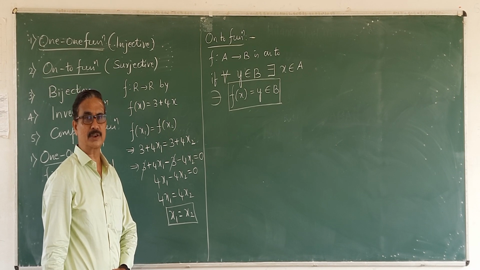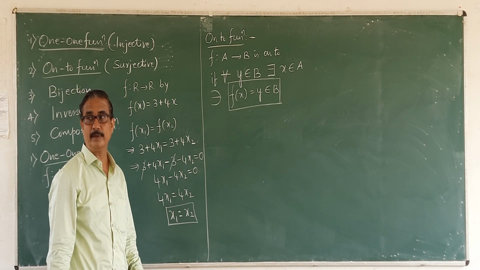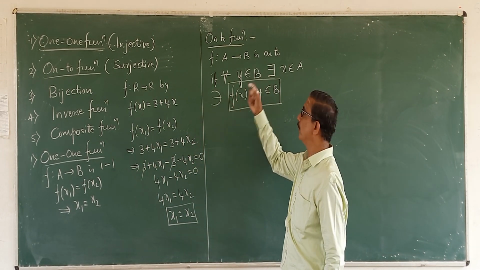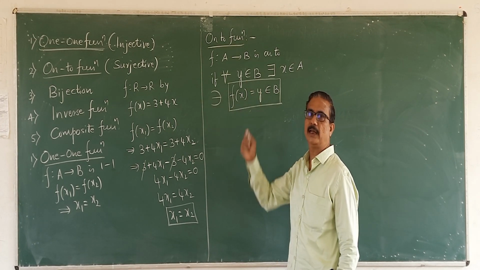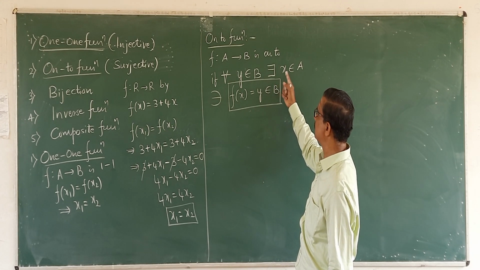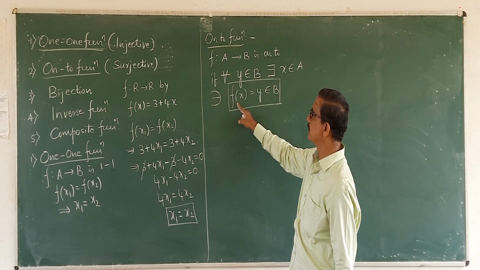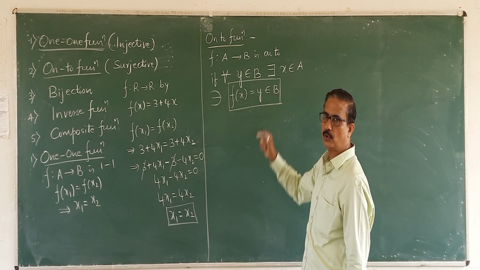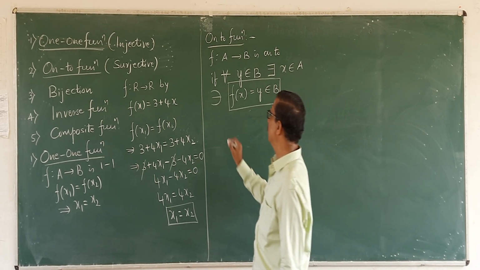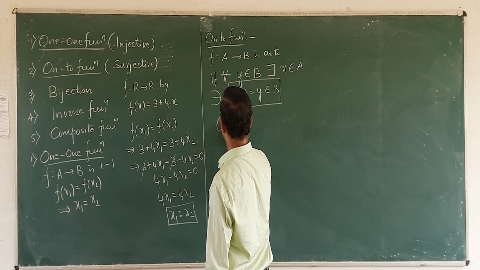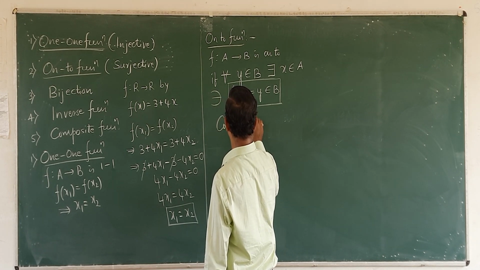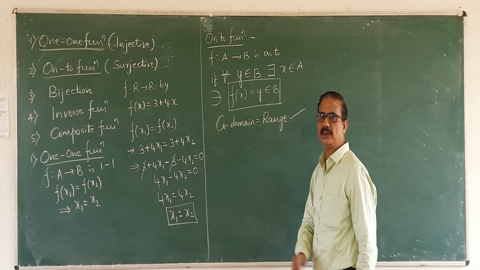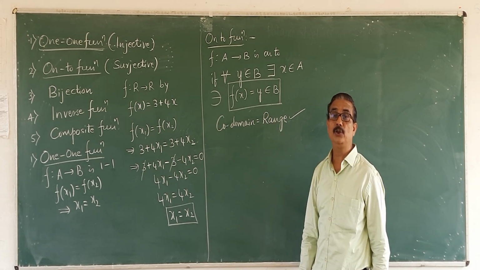Another name of onto function is surjective function. Remember, a function f from A to B is said to be onto if for every y belonging to codomain B, there exists x in domain A such that f of x is equal to y. The above statement is nothing but: codomain is equal to range of the function. If this condition is satisfied, then it is said to be onto function.